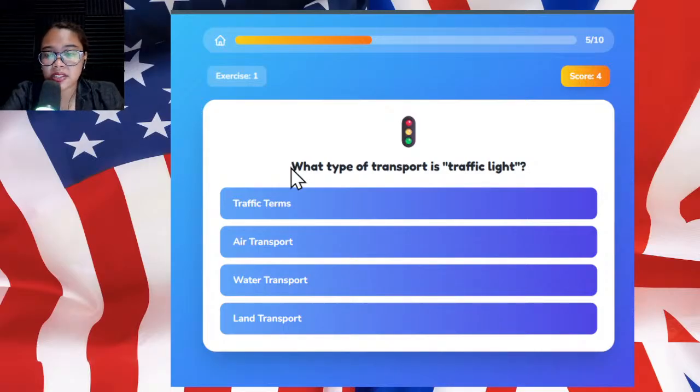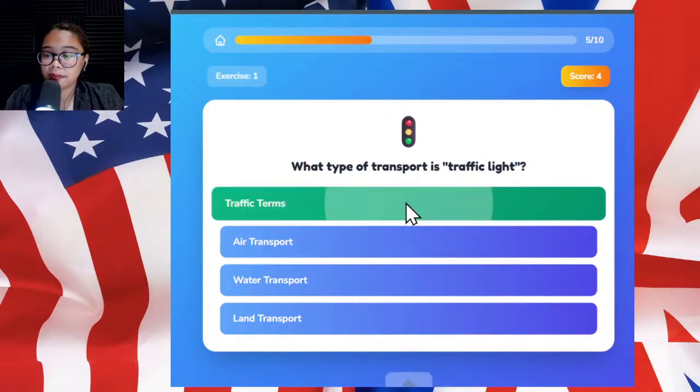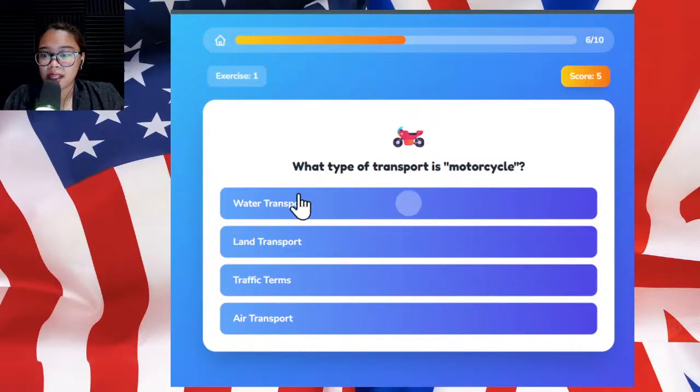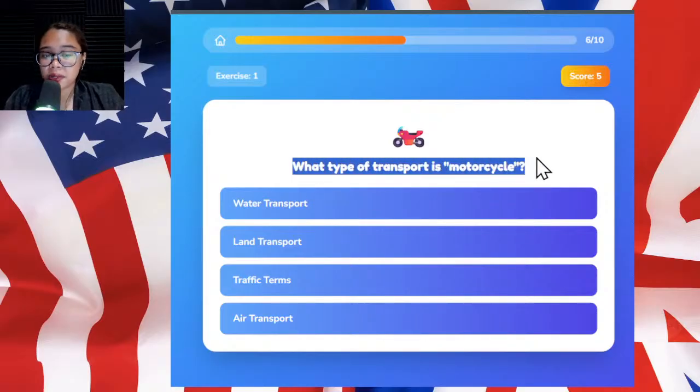What type of transport is a traffic light? Not a transportation vehicle, but what type of category? Let's just say category. What type of category is traffic light? Is it traffic term, air transport, water transport, land transport? Now, this will be very easy because I've mentioned this is a transportation vehicle. Among the four, there's only one category that is not pertaining to transportation vehicle, and that is the traffic term. So, traffic light is a traffic term. Okay, perfect.